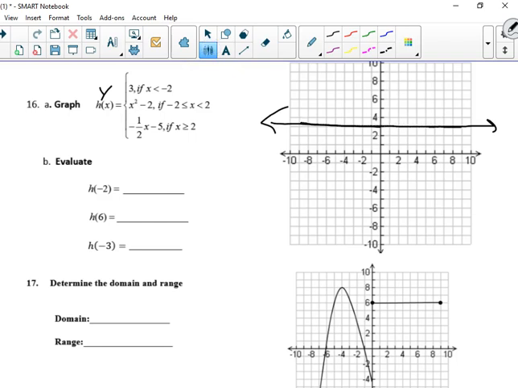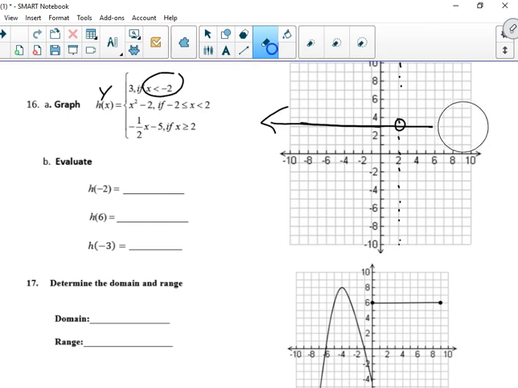But then, I only want x's less than negative 2, which means I'm going to be cutting along this dotted line right there. So I'm actually going to put an open dot here, because it's less than, not less than or equal. And then I just take my eraser and just do that. So I literally draw the whole thing and then cut.